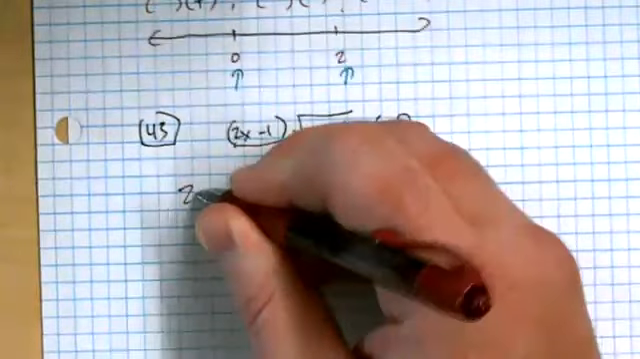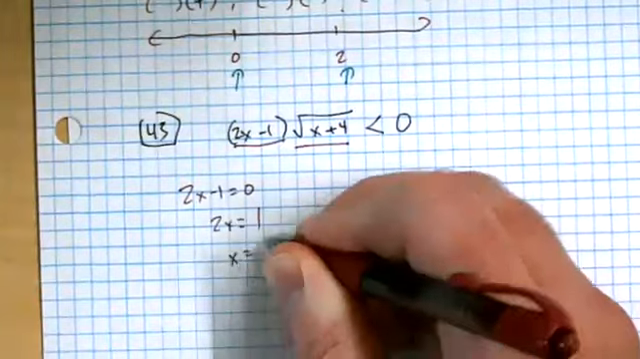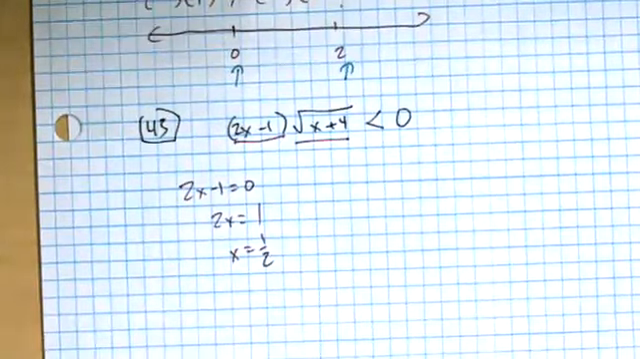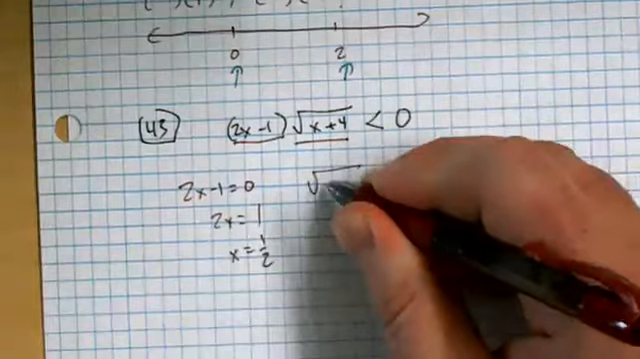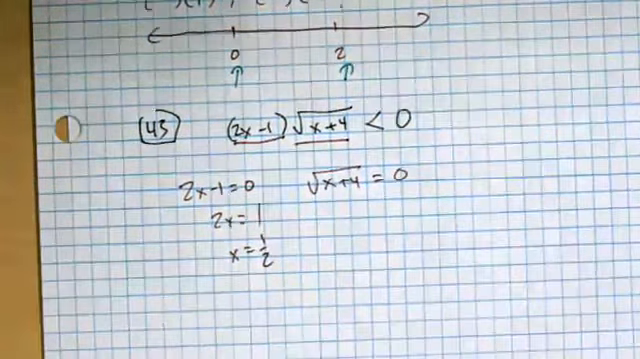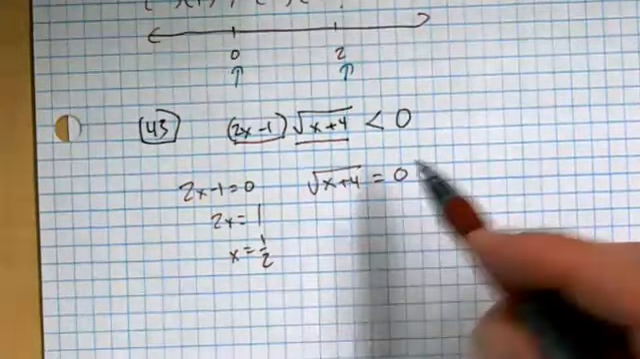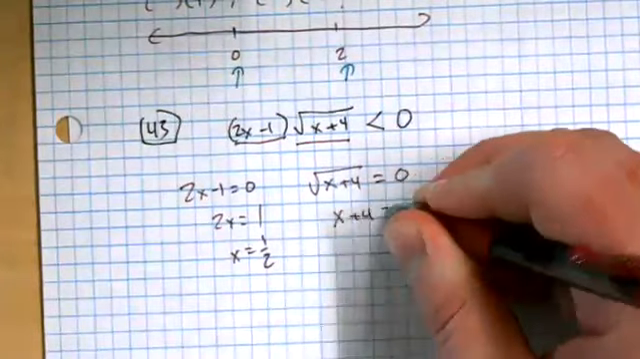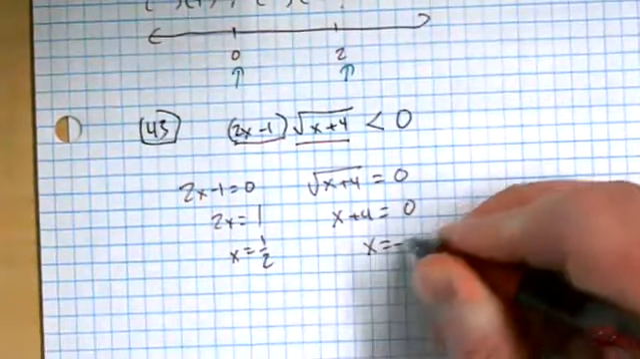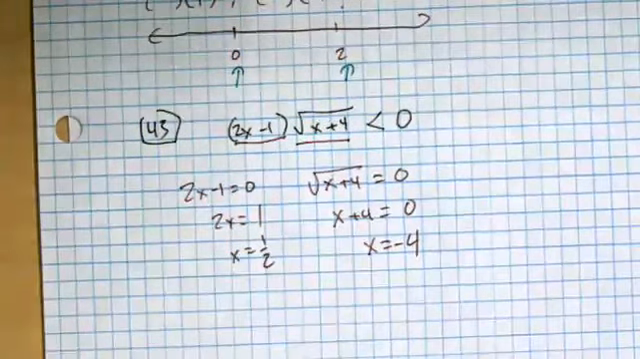I'm going to take 2x minus 1, set it equal to 0 and solve that. That's going to go on my number line. Then I'm going to take the square root of x plus 4 and set it equal to 0 and solve that. What would you use first to solve that? How are we going to get rid of the square root? Square both sides. 0 squared is still 0. Subtract 4 from both sides. You get negative 4. So build your number line. Get 1/2 and negative 4 on there, and then pick your test points.